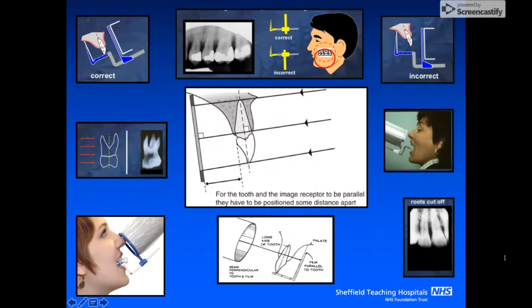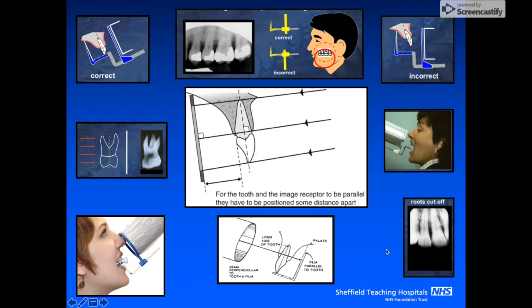The paralleling technique is the most reliable technique for taking periapicals, as the image quality is good and distortion is minimal. The film is placed parallel to the long axis of the tooth in question, and the central X-ray beam should be directed perpendicular to the long axis of the tooth. Here represents the image receptor. Here is the long axis of the tooth, and the arrow here represents the direction of the X-ray beam.